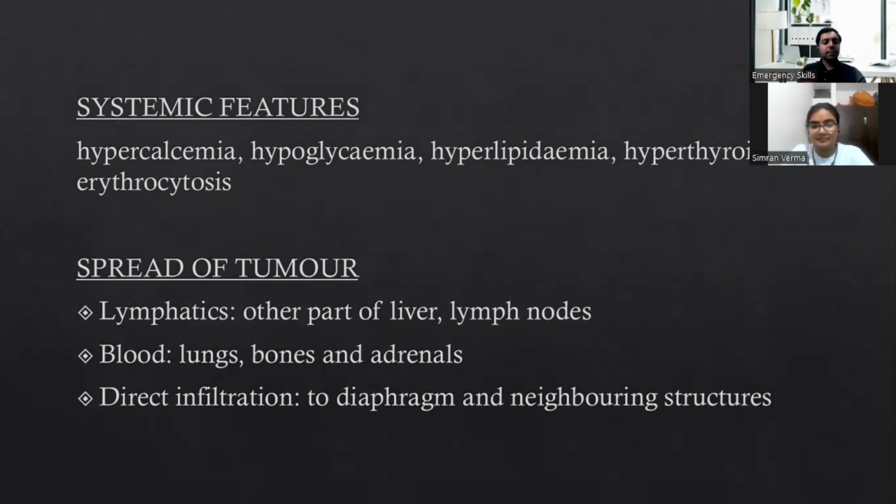Then the spread of the tumor is basically lymphatic, blood-borne, and by direct infiltration. Direct infiltration is to the diaphragm and neighboring structures. Blood-borne spread is to the lungs, bone, and adrenal glands, and lymphatic spread is more commonly to other parts of the liver or the lymph nodes.